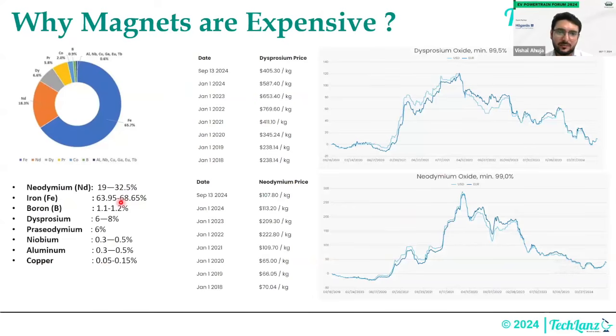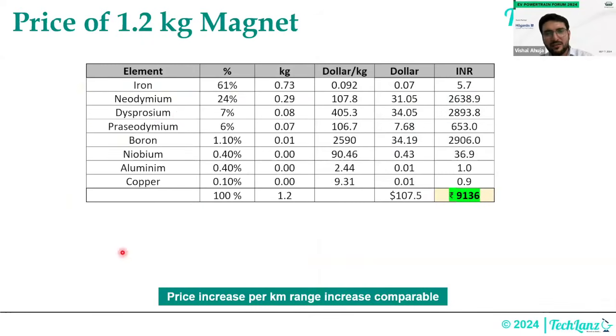Now, based on this, you know the composition of a typical neodymium permanent magnet. For that 1.2 kg magnet which is being used in the Tata Nexon, for example, you can decide based on the current dollar prices available in the market. You can calculate the cost of that 1.2 kg. If I'm going from the induction motor to the permanent magnet motor, what is the actual should costing? So this is how the should costing is done, right?